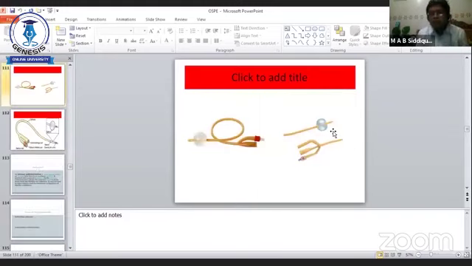The next appliance is one of the common appliances used in surgical practice. This is catheterization. This is the catheter. There are different types of catheter: bi-channel catheter, tri-channel catheter, plain rubber catheter, and metallic catheter, and the uses are different for different types of catheter.